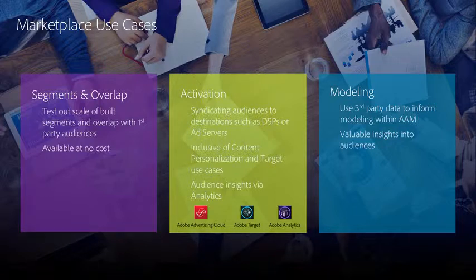The next one is activation. So this is about taking your first-party audiences, layering on second and third-party data, and then activating them at different marketing destinations like the ad cloud, like Target, or even back into Adobe Analytics using a new feature that we have called Audience Analytics, which allows you to get a more robust view of who your key audiences are.